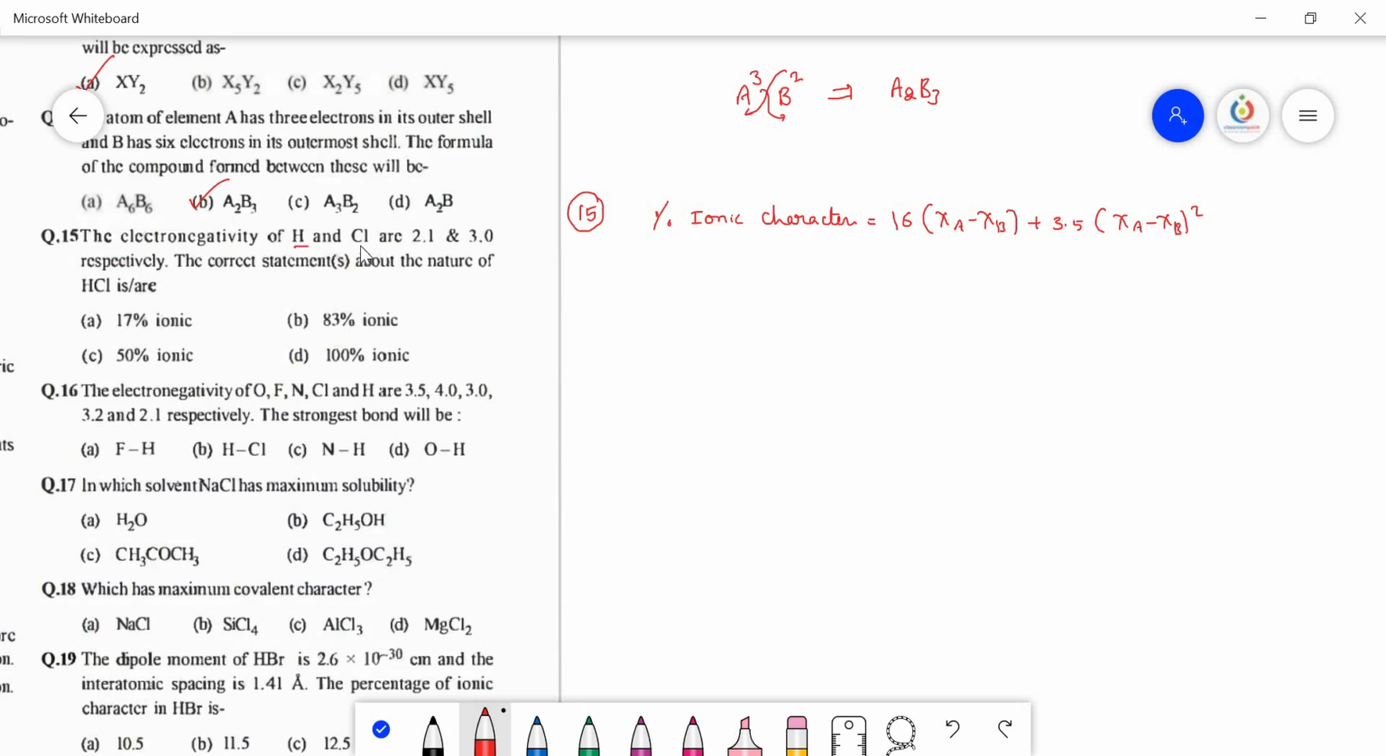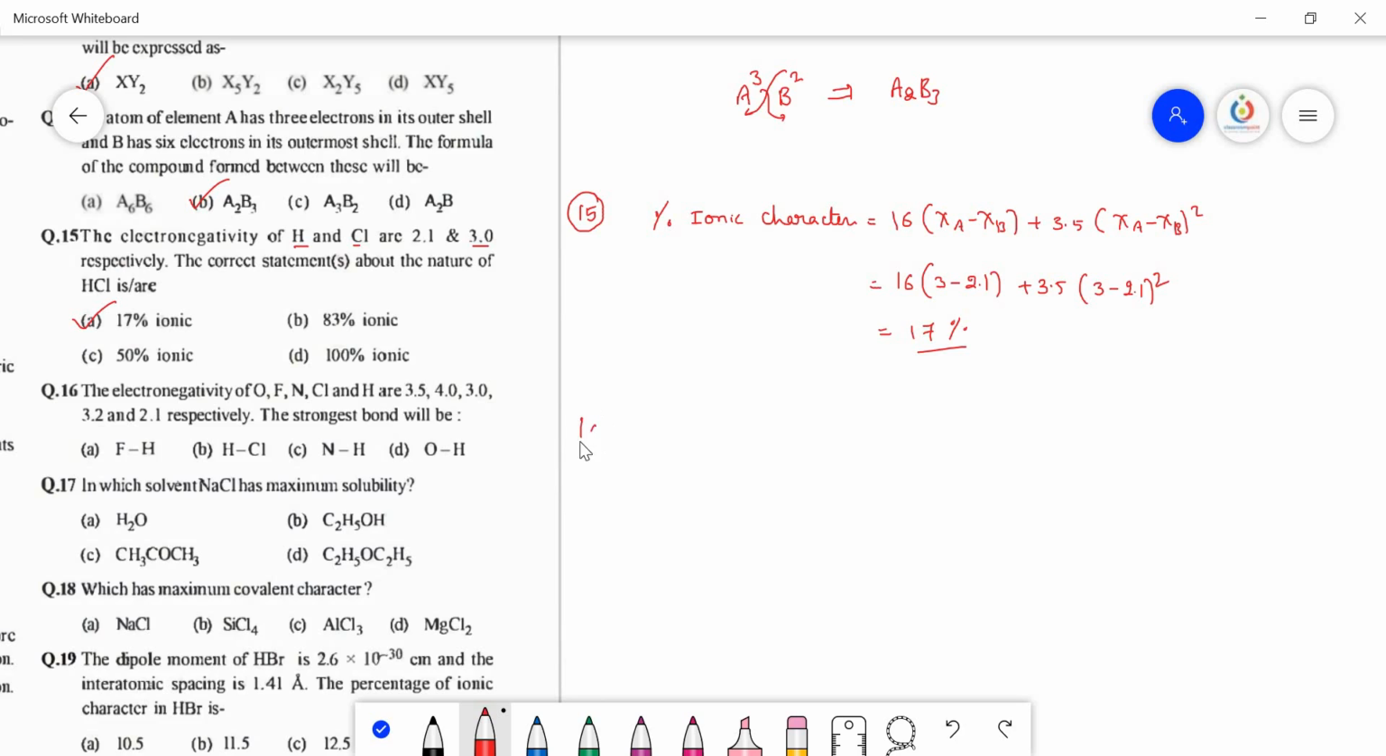So if you take hydrogen and chlorine, whose electronegativity is more? Chlorine, that is 3.0. So Xa must be 3.0. You take the higher value first and the lower value later, otherwise you will get negative values. So let us substitute these values here. It is 16 into (3 minus 2.1) plus 3.5 into (3 minus 2.1) whole square. If you substitute and do the calculation, we get approximately 17%. So option A is correct.